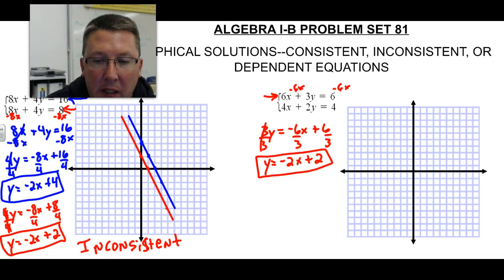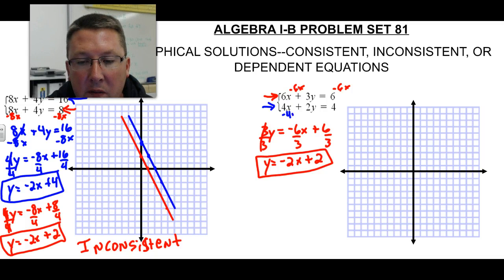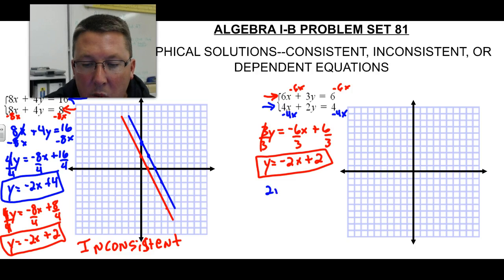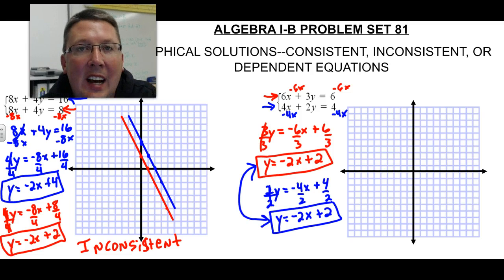Okay, time for the blue line. Solving this one for y, I subtract off 4x. That leaves 2y equals negative 4x plus 4. Divide everything by 2 to solve for y. We get y equals negative 2x plus 2. Okay, you should notice right off the bat, these two lines, these two equations are exactly the same.